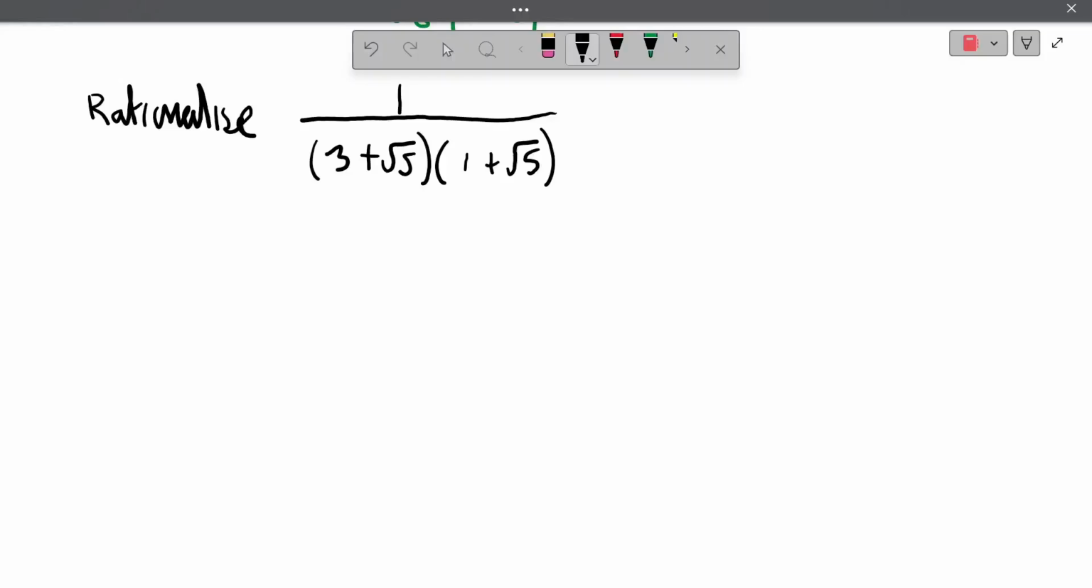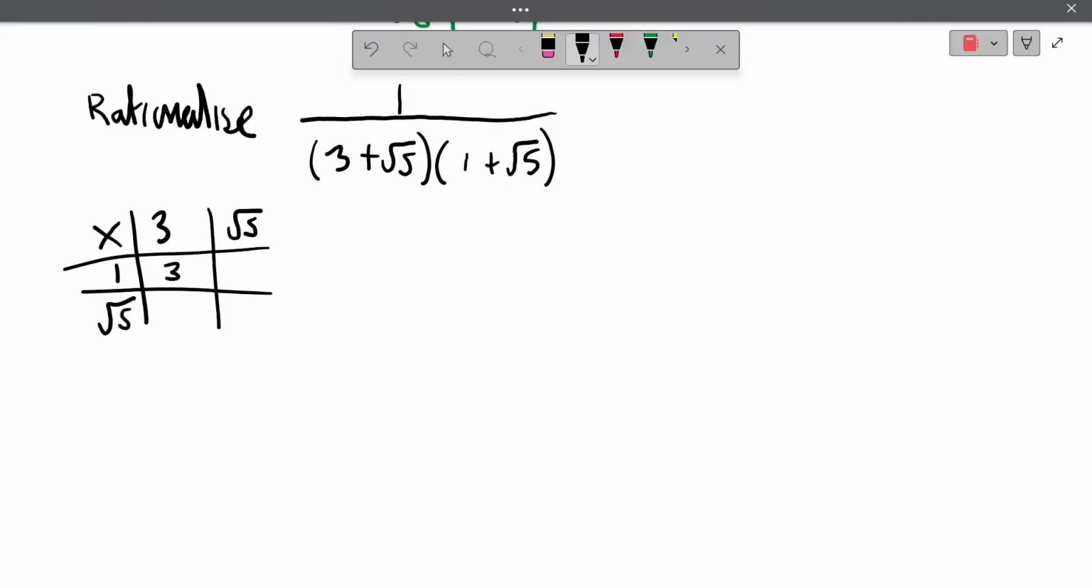So we might have another question, where we actually have a double bracket at the bottom of the fraction. What I find easiest to do, first of all, is expand out the brackets. So we have 3 and root 5, 1 and root 5. 1 times 3 is 3. 1 times root 5 is just root 5, or 1 root 5. 3 times root 5 is 3 root 5. And root 5 times root 5 is 5. So the bottom there is in fact 8 plus 4 root 5.